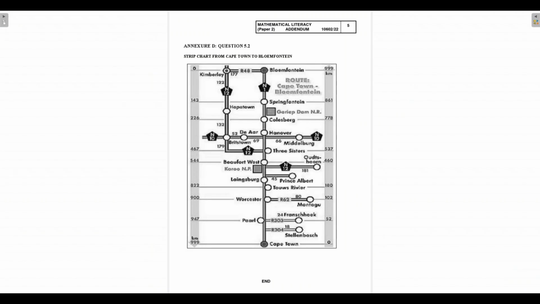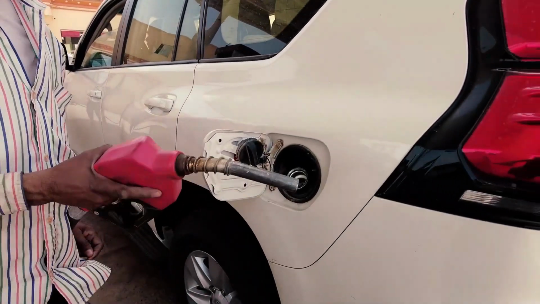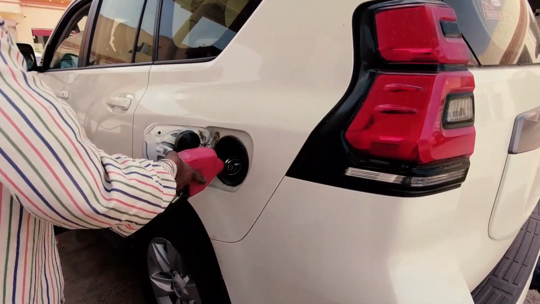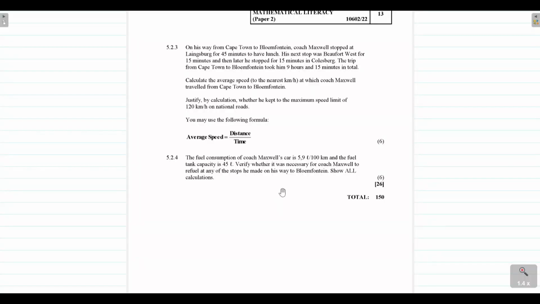And in question 5.2, guys, we are given a strip chart, so we're going to be analyzing the strip chart, and we're going to be answering questions given to us based on calculating the average speed given the distance and the time, right? And also calculating if Coach Maxwell will have to then refuel his car, given the amount of fuel that his car consumes per 100 kilometers.